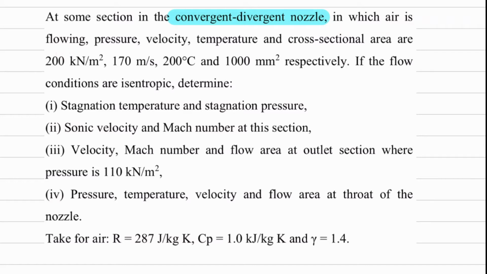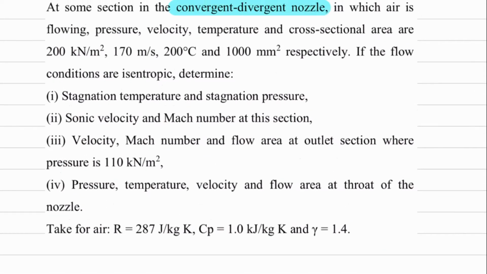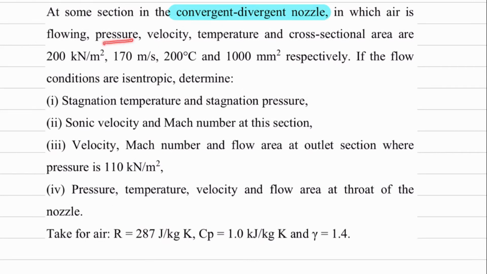Now what is the fluid given over here? Air. So I'll write down the name of the fluid here. Air is flowing inside the nozzle. Now what is the next data? Pressure, velocity, temperature and cross-sectional area are 200 kilonewton per meter square, 170 meter per second, 200 degrees Celsius, 1000 mm square. Now what is this?